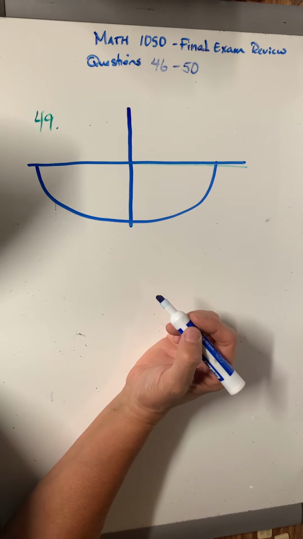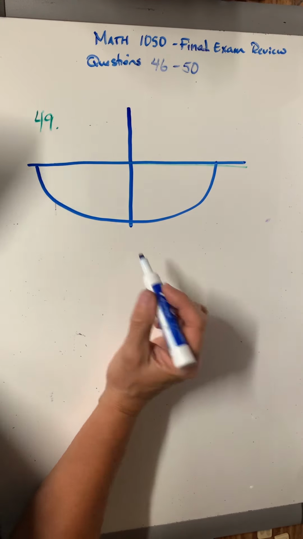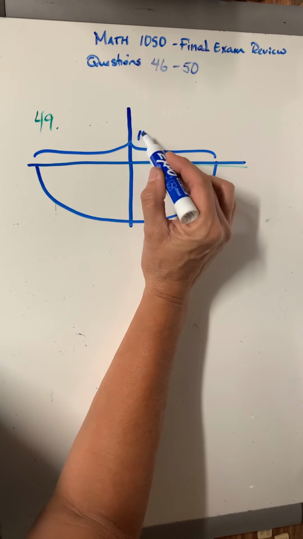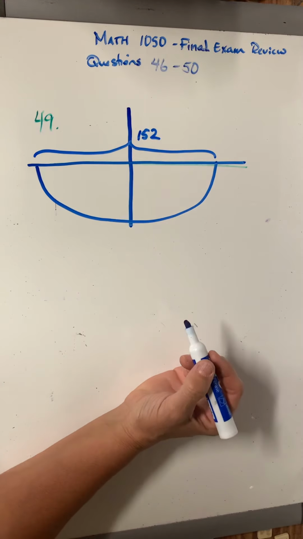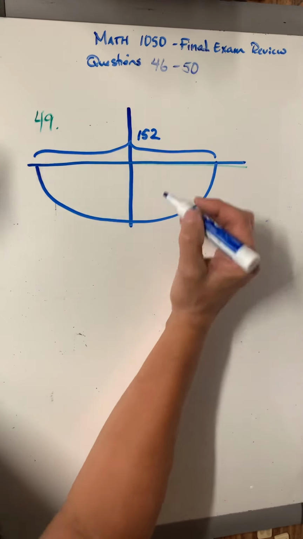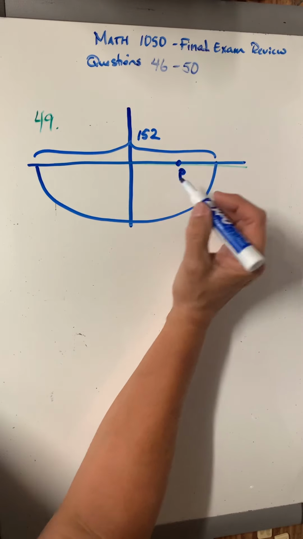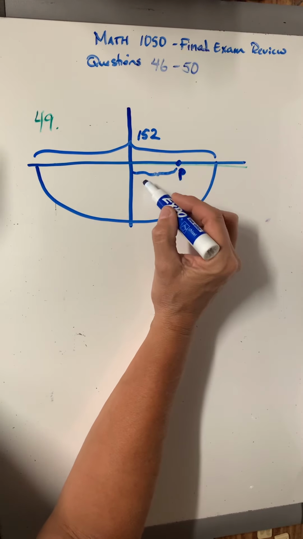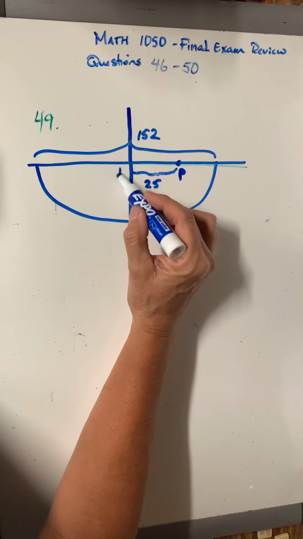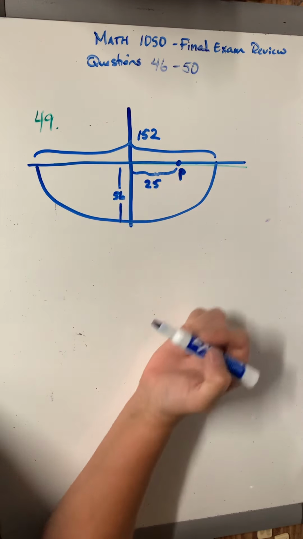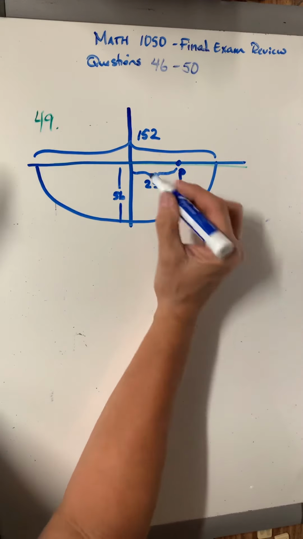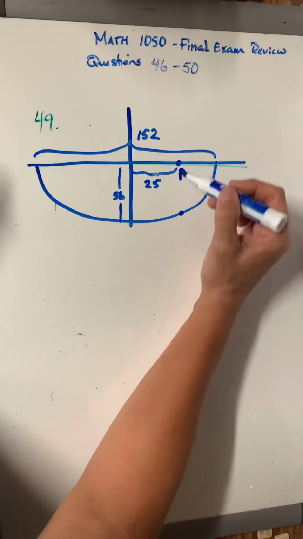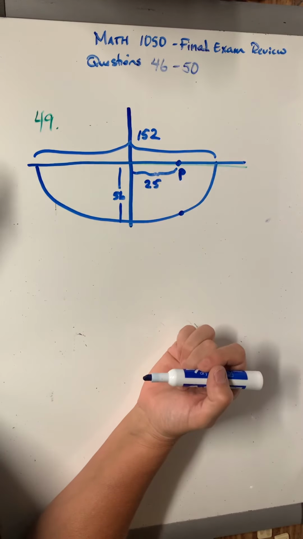and they tell me that the whole length from here to here is 152, and there's a point here P, and this distance is 25, and this distance is 56. And they want to know what's the distance from point P down to this ellipse.